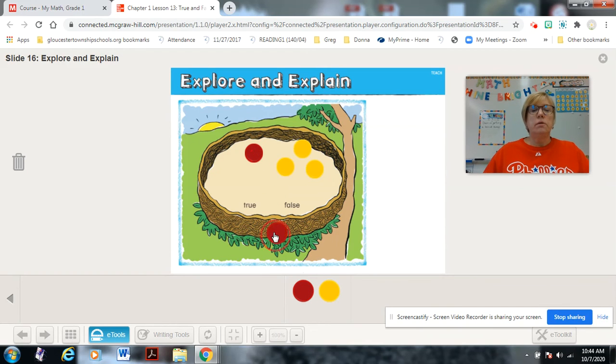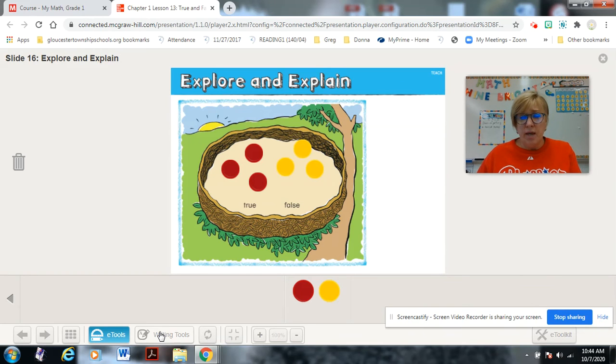1, 2, 3. Okay. Pause if you need to. All right, so right now you have 3 red and 3 yellow eggs in the nest. And they say there's 7 eggs in all. Let me check. 1, 2, 3, 4, 5, 6. Well, let's see. Is it true or false that there are 7 eggs in the nest right now?